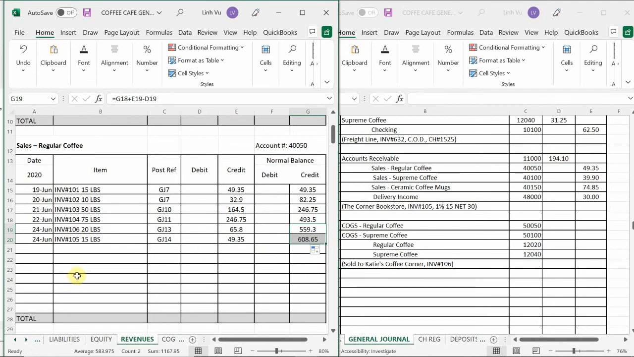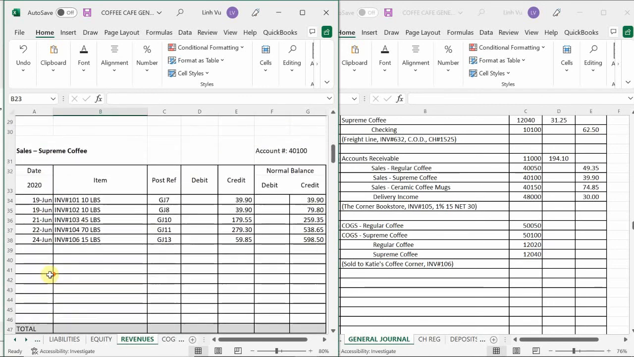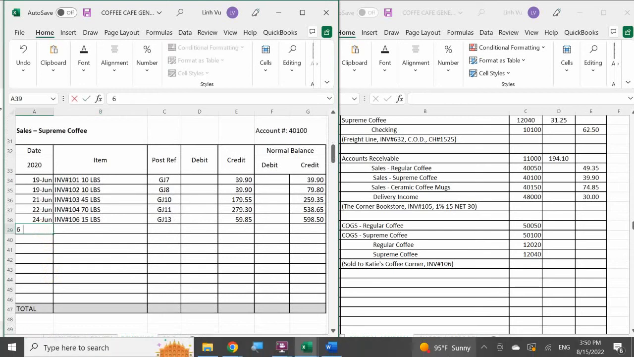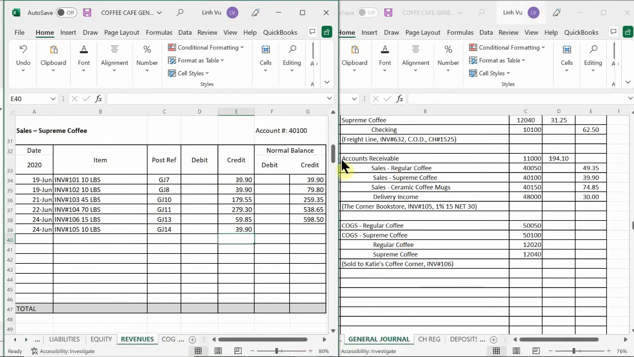And for Supreme Coffee, we sold the 10 pound, and it's page 14, 39.90 for the amount, and the grand total is $638.40. Good.